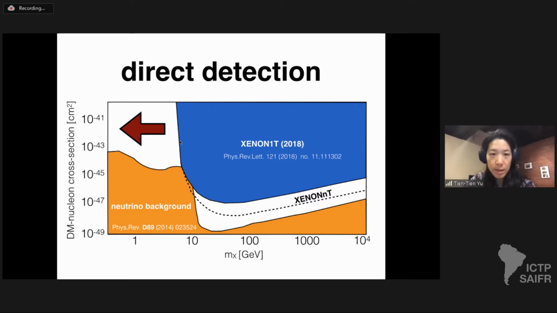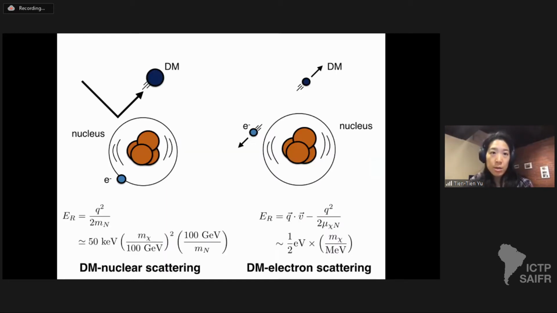And so this is telling us that looking for dark matter nuclear scattering is not sensitive to sub-GeV dark matter. And why is that? The reason is a matter of kinematics. If I have a dark matter that scatters off of a nucleus, the amount of recoil energy given to the nucleus is given parametrically by this expression here. Whereas with dark matter that scatters off of electrons, we are given this parametric energy scaling.